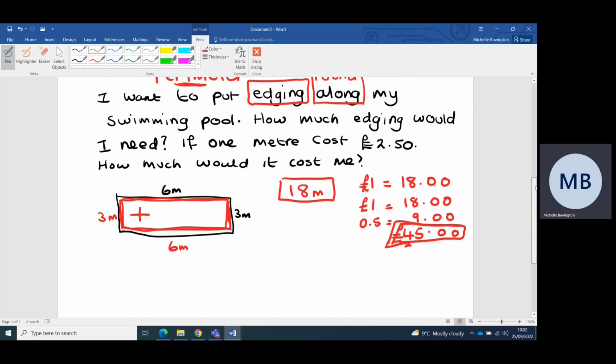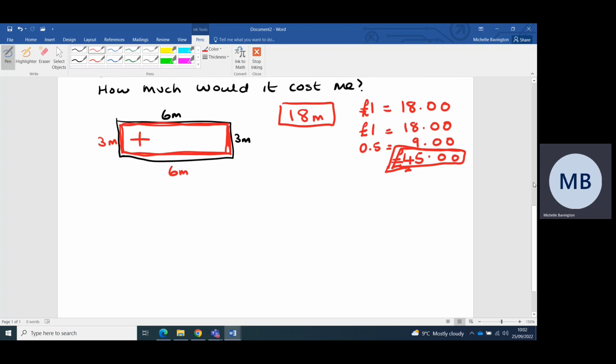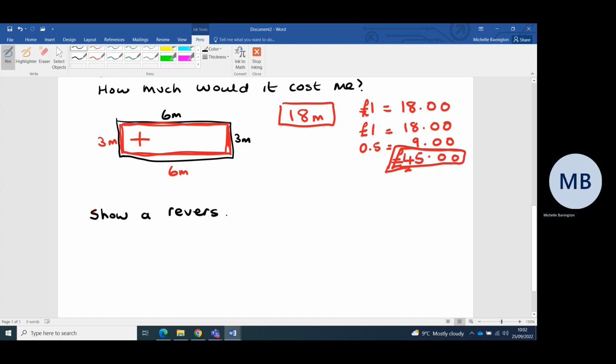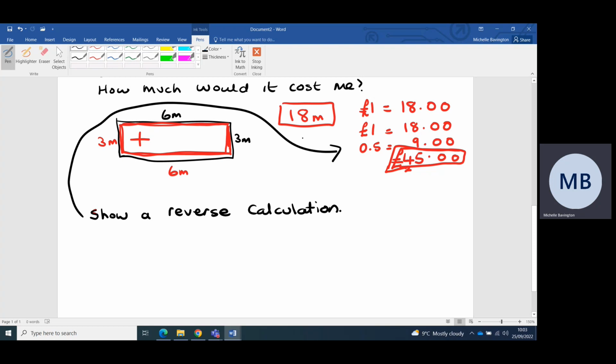Now, it might ask you to do a reverse calculation. So show, oh, I want it in black. Show a reverse calculation. Okay, so a reverse calculation. What does that mean? Well, it's referring to this or to this, or anything that you've shown in your working out, but you've got to reverse it.